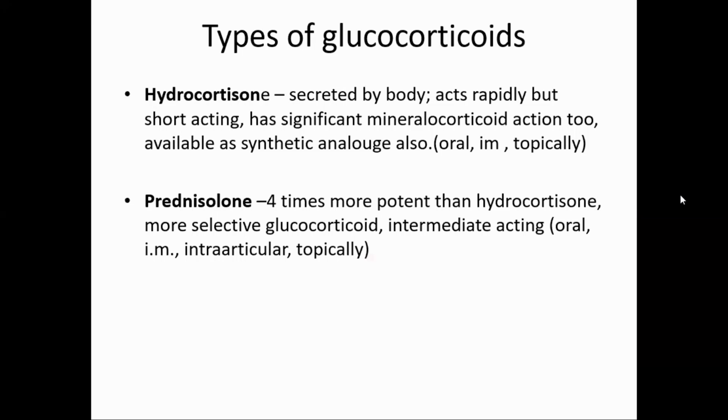So continuing with the synthetic glucocorticoids, the available synthetic glucocorticoids include prednisolone, which is 4 times more potent than hydrocortisone, and it is a more selective glucocorticoid. So it has less mineralocorticoid activity when compared to hydrocortisone. And unlike hydrocortisone, which has rapid onset of action and is short acting, it has the intermediate action. So it is available in oral form, intramuscular form, intraarticular preparation, and topical preparation.